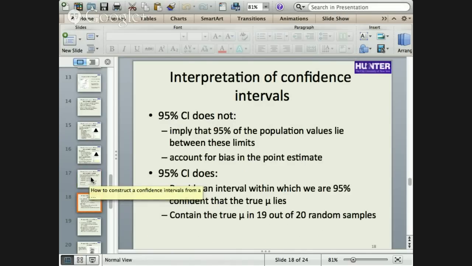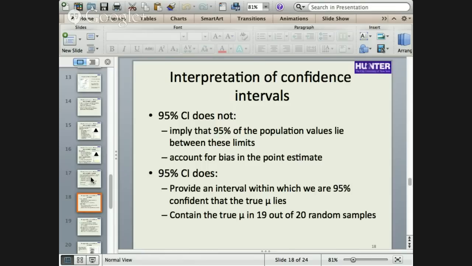Okay, so a little bit more to try and build your intuition of confidence intervals. What they do not do: a 95% confidence interval does not imply that 95% of the population values lie between these limits. Is that abundantly clear to you? I want eventually for that to be really obvious, that that is not what a confidence interval is about. And actually, that's a common misinterpretation of the confidence interval.